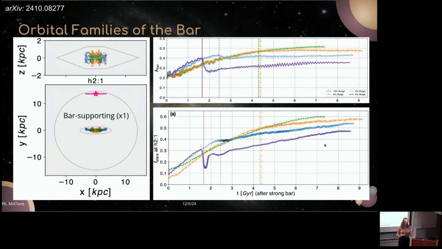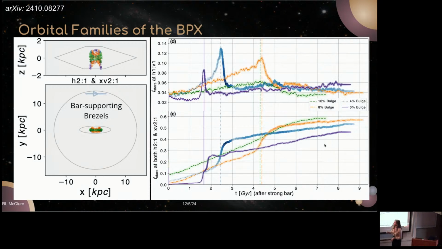If I then instead think about the fact that I'm looking for something that's making a vertical extension of the bar to form a boxy peanut X feature, what I'm going to look for is a vertical 2 to 1 population. At the top here, I'm showing you the fraction of the things that have equal horizontal and vertical frequencies. So if you had a bar-like star that has horizontal 2 to 1, and then you also happen to have the radial frequency equal to the vertical frequency, you then have equal radial and vertical frequencies, and that's what I'm counting in the top plot.